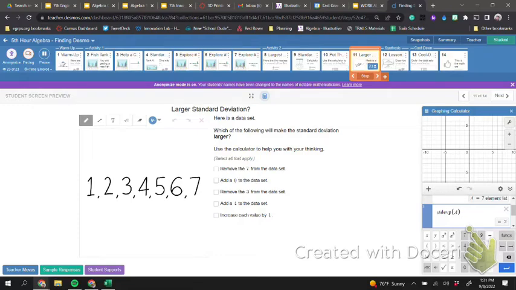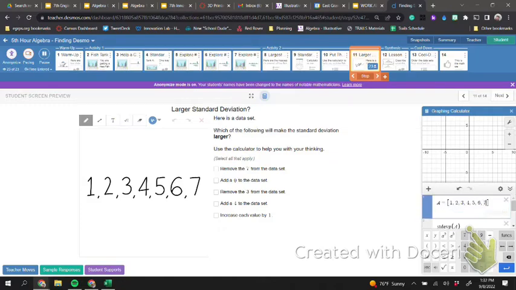Start messing with our data set. So we're at a standard deviation of 2. If we remove 7, it goes down to 1.7. That's because the outside is getting closer to the middle. So that one does not increase it.